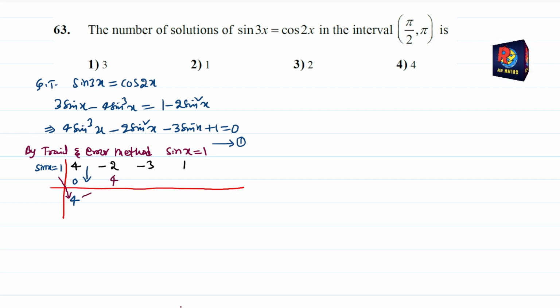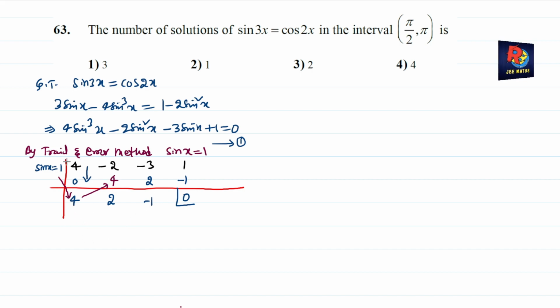I need to write this 4 value here. After that we add minus 2 plus 4, which is 2. Then again 1 into 2 is 2, and I write 2 here. Then it will be minus 1. Again 1 into minus 1 is minus 1. So it will be 0. If the end term is 0, then sin x equal to 1 is the correct root. So that's why we did it like this.